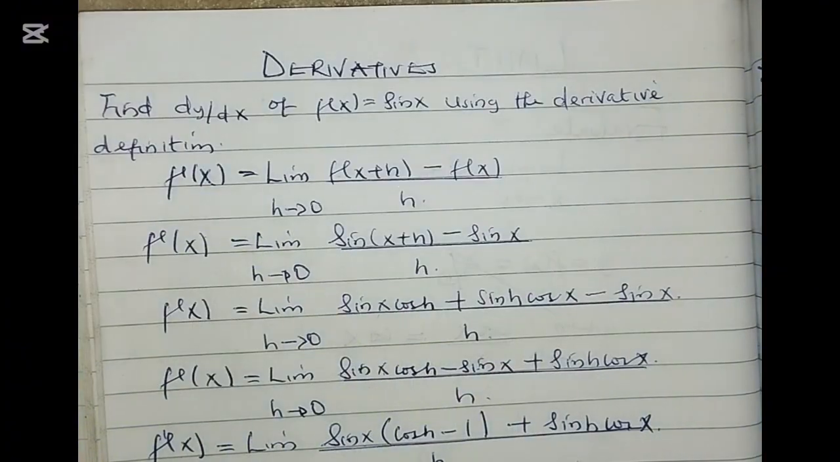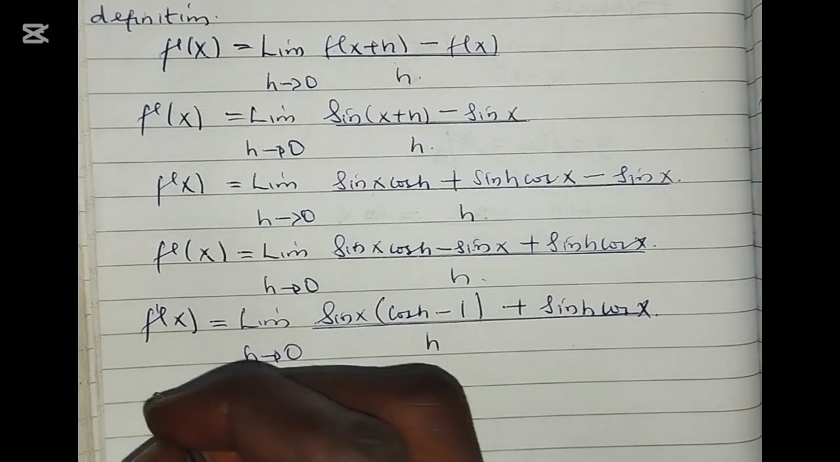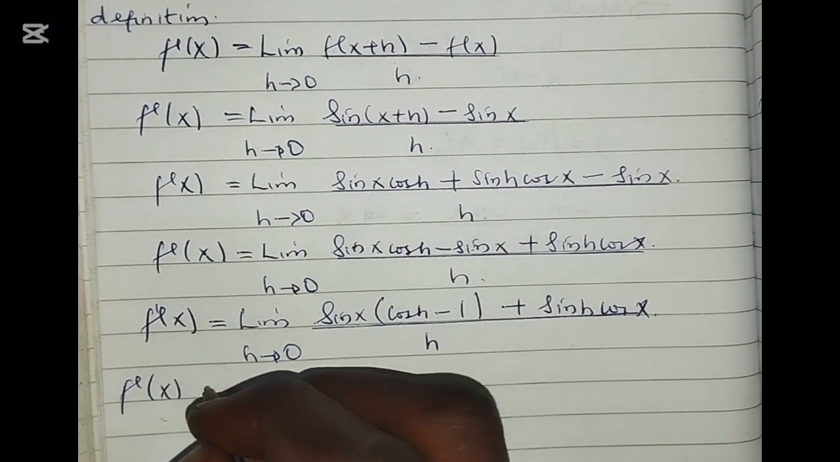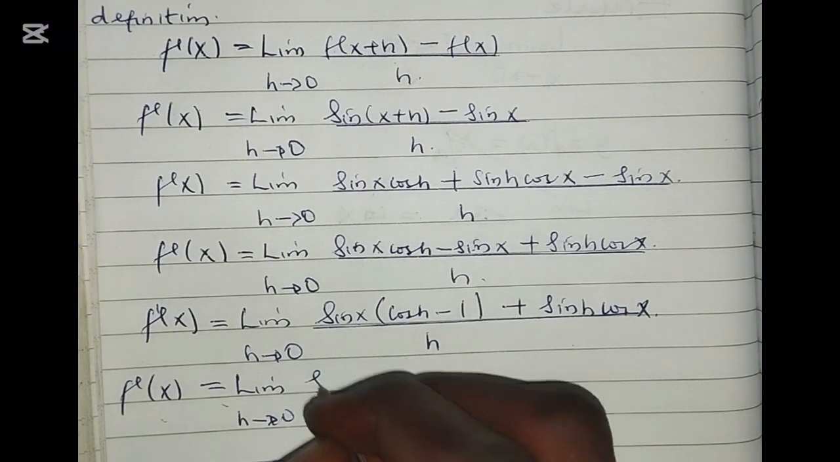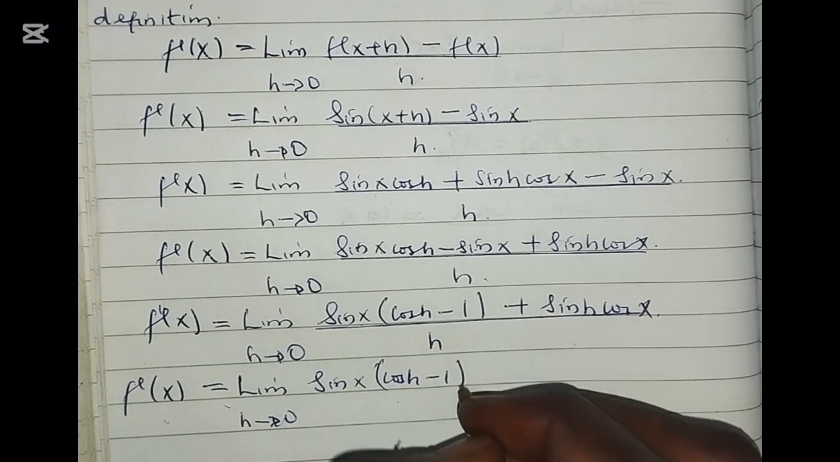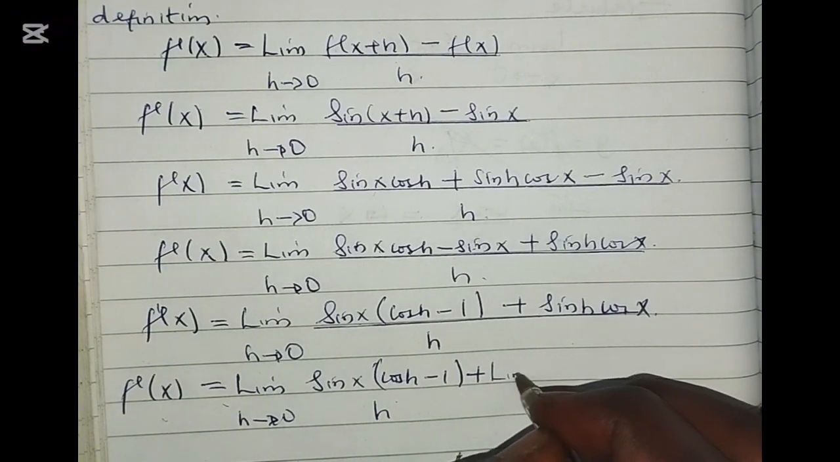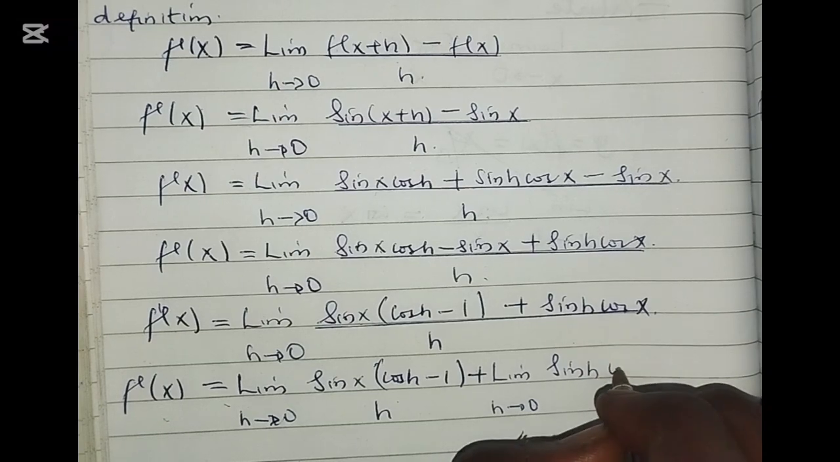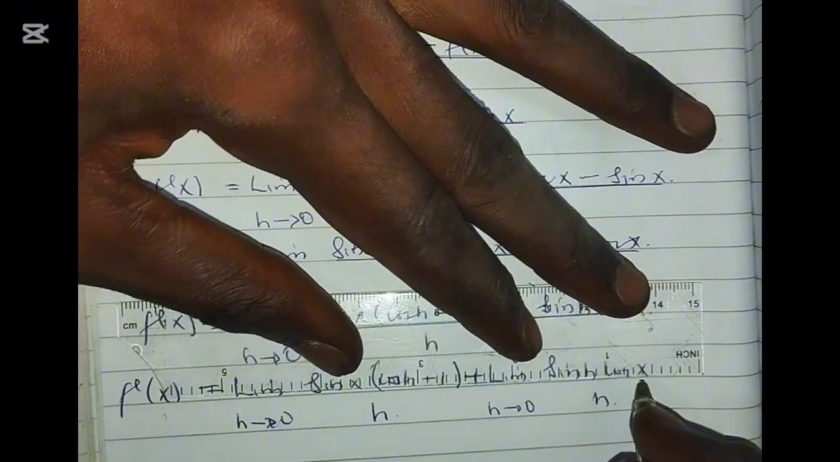So now we can split this into two functions and find their independent limits. So we have f prime of x is equal to the limit for the first function as h goes to 0 of sine x times (cos h minus 1) all over h, plus the limit as h goes to 0 of sine h cos x all over h.